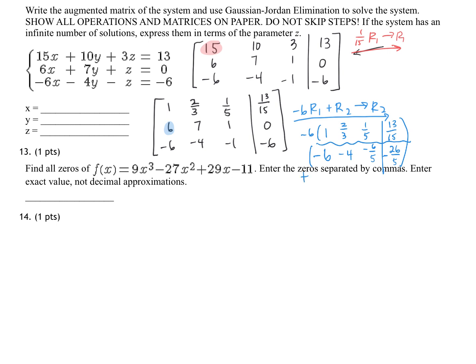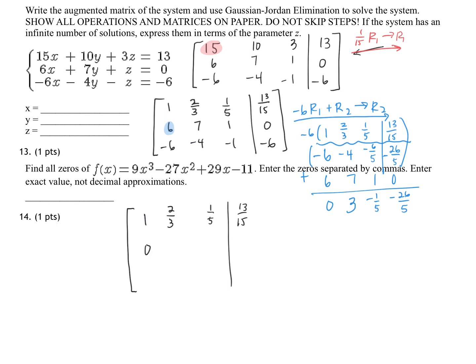Then we need to add that to row 2. So that's 6, 7, 1, 0. So we'll have 0, 3, negative 1/5, and negative 26/5. So that's going to be the new row 2. So we'll have 1, 2/3, 1/5, 13/15, and then the new row 2 is 0, 3, negative 1/5, negative 26/5, and then row 3 hasn't changed yet.